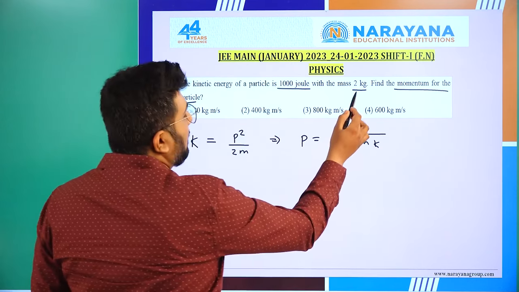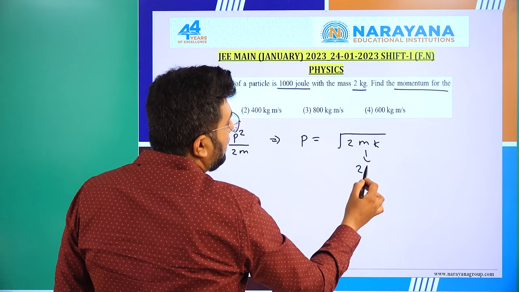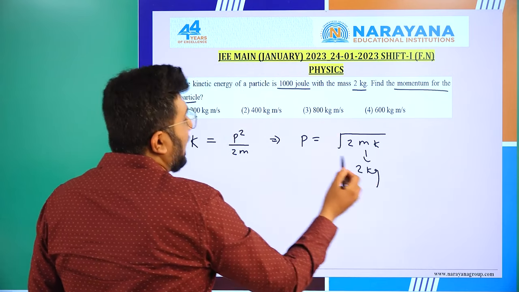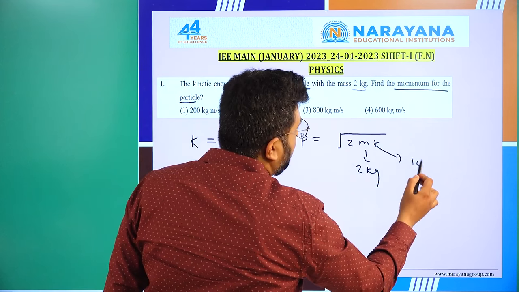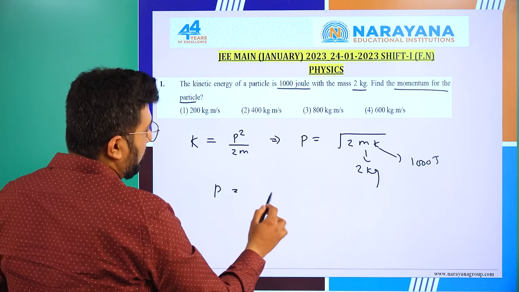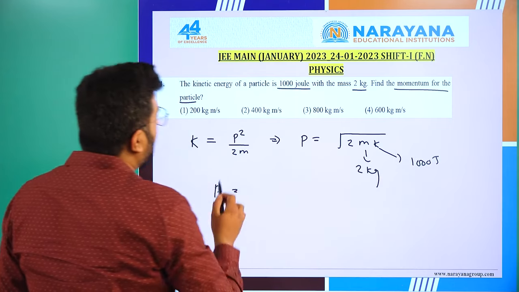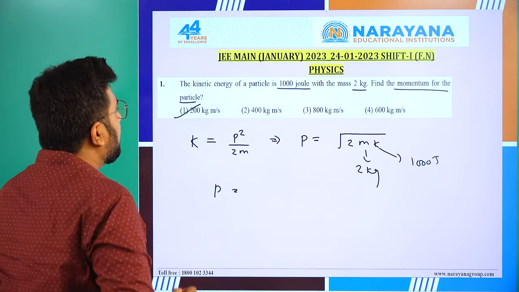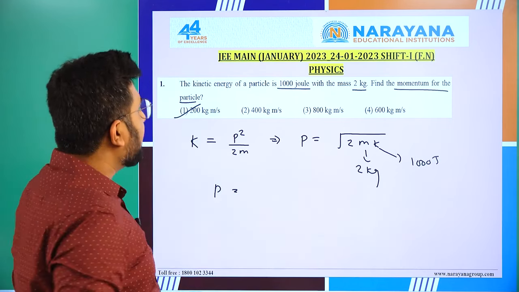Now they have given you the mass, 2 kg. They have given you the kinetic energy, which is 1000 joules. So what will be the momentum in that case? So when I put the values, finally I'll get the momentum for the particle is 200 kg meter per second. Let's go to the next question then.